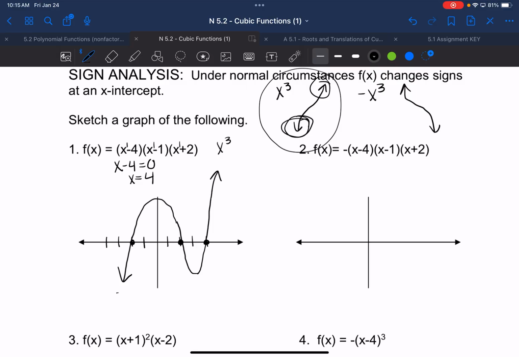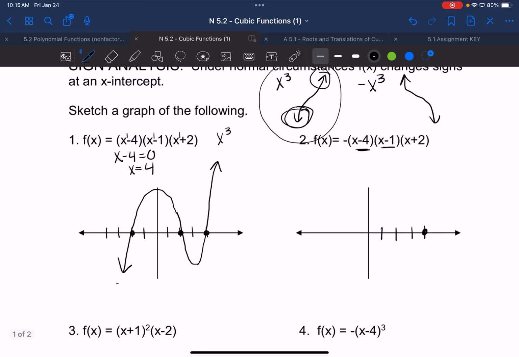All right, let's do another one. For example number 2, according to this first parenthesis, where am I going to have a 0? 4, okay. So 1, 2, 3, 4. Okay, according to this parenthesis, where am I going to have a 0? 1. And according to this last one, -2, okay.